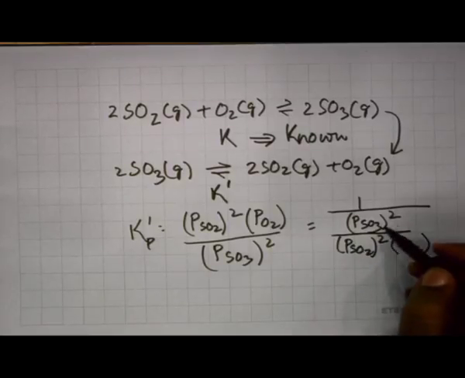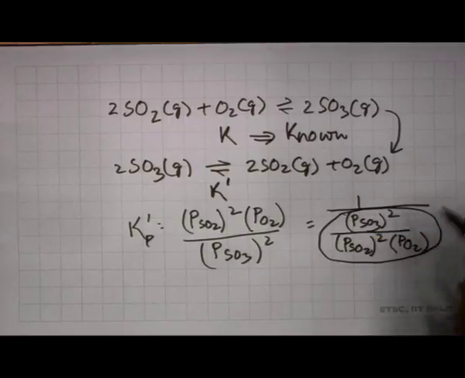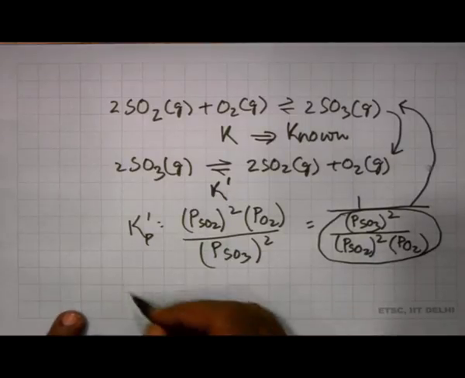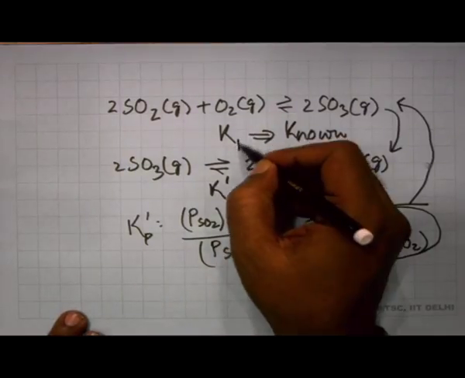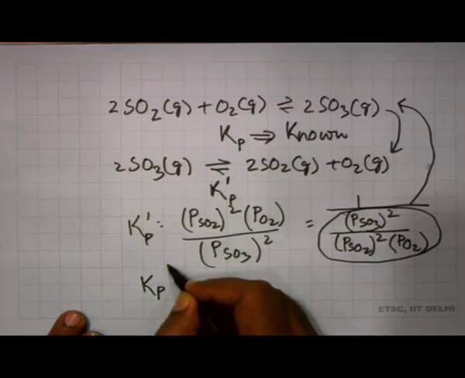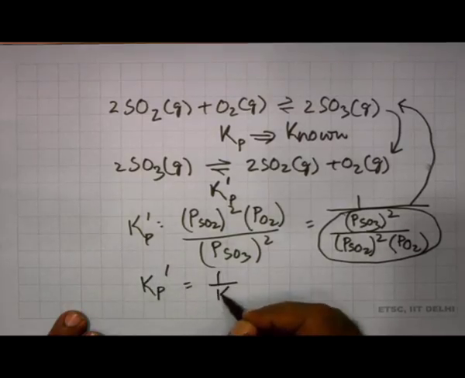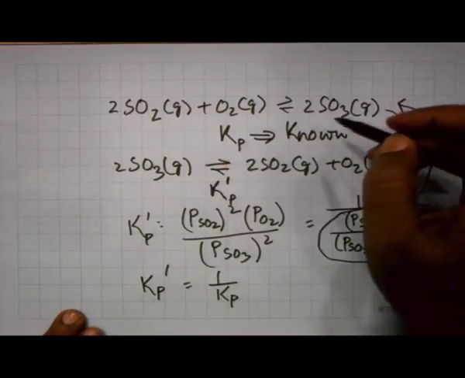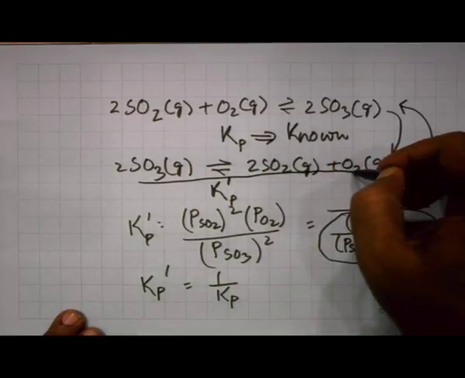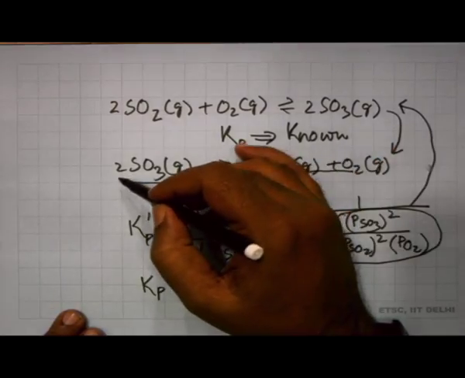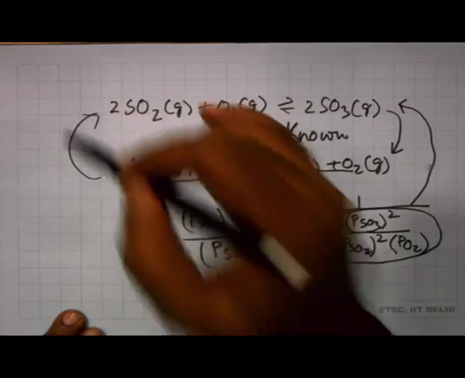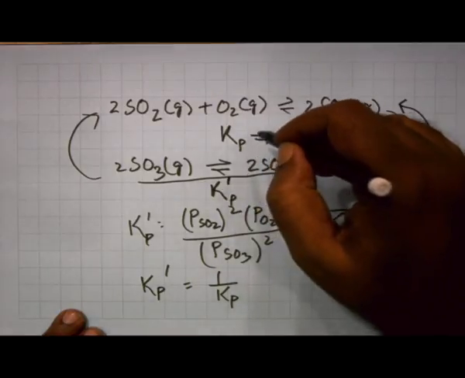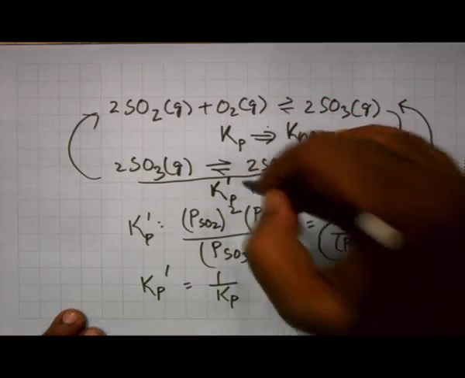Now, you see this is nothing but your K of this reaction, the equilibrium constant of this reaction. So, Kp dash is simply 1 by K. Now, again you saw that this reaction can be written or is related to this one, and so we are able to relate the equilibrium constant of the first equation and the second equation.